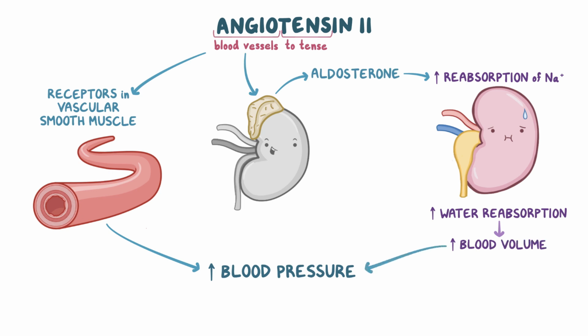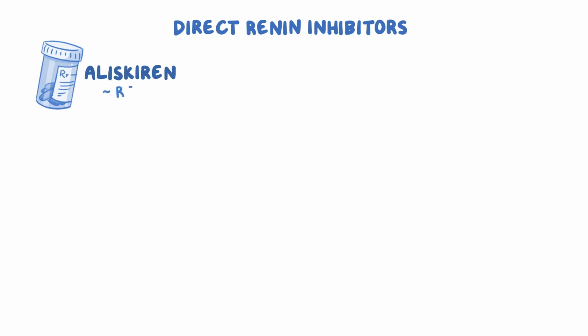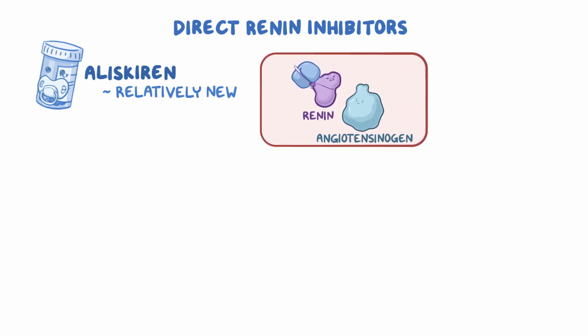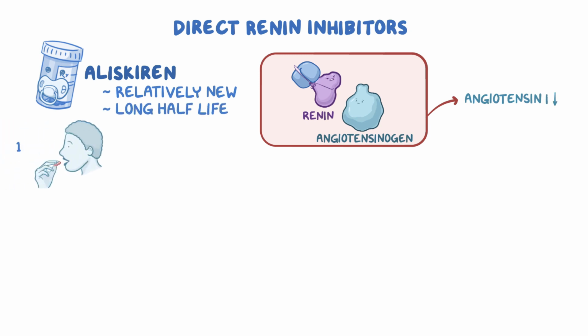Now, there are 3 main classes of medications that work against or antagonize the RAAS. First, there's direct renin inhibitors such as Aliskiren, which are relatively new compared to other antihypertensives. Aliskiren binds really tightly to the active site of renin enzymes. This blocks angiotensinogen from binding, so angiotensin I levels fall. Aliskiren has a long half-life, so 1 tablet taken peroral daily is enough.